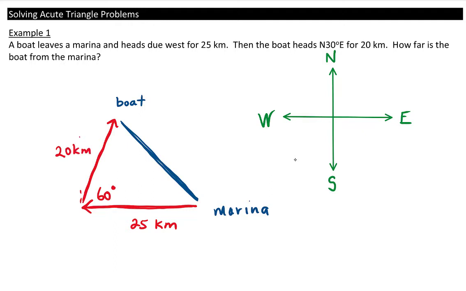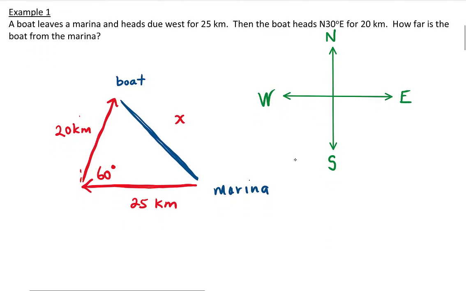And so we have a triangle with two sides and a contained angle. And we want to find this distance here. We'll call it x, the distance from the marina to the boat. Notice we don't have a known side across a known angle, so we can't use the sine law. We don't know if this is a right angle, so we can't use sine, cosine, or tangent. So for this example, we're going to use the cosine law.